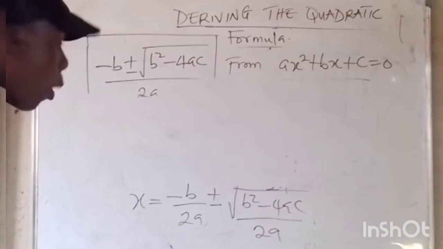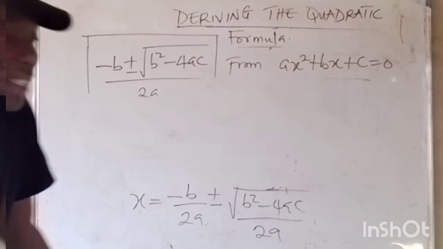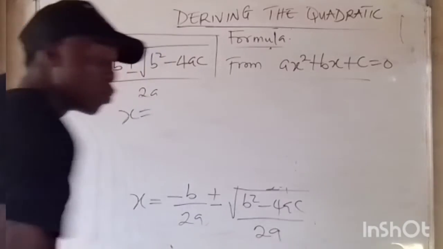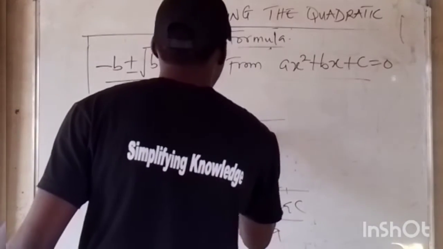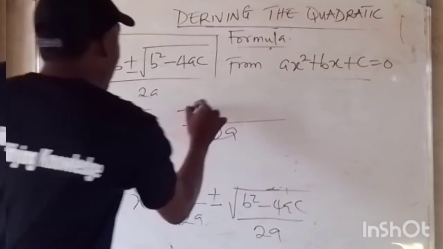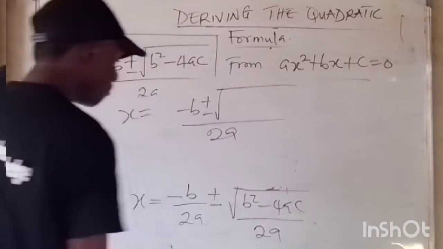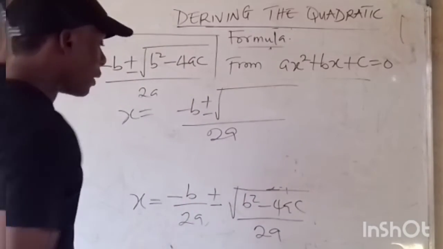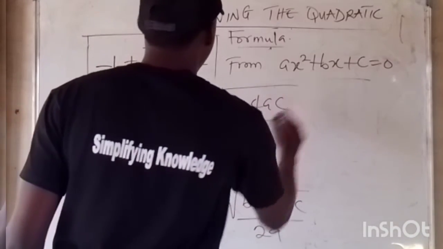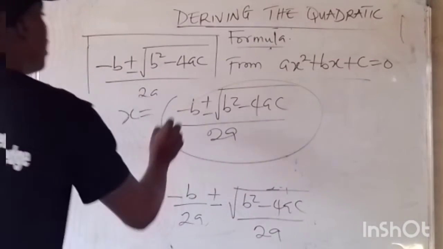So from here, what do we do? We take the LCM, which is definitely 2a, right? So this is x equals to LCM of 2a and 2a, which is 2a. 2a divided by 2a is 1. 1 times minus b is minus b. Remember your plus or minus? The square root of 2a divided by 2a is 1. 1 times b squared minus 4ac, that's b squared minus 4ac.